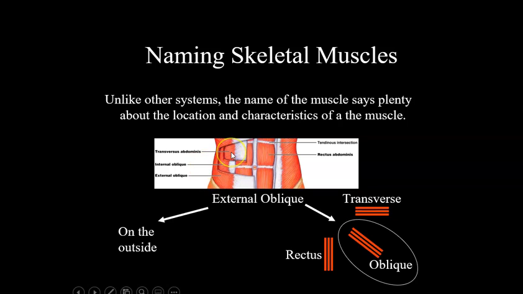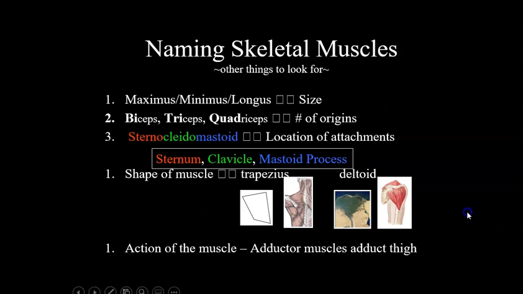So like your transverse abdominis right here, abdominis, it's in the abdominal cavity, transverse because the muscle fibers are running horizontal. And rectus is going to be fibers that run up and down. So this is your rectus abdominis. Again, you can tell rectus meaning that the fibers run up and down, abdominis found in your abdominal cavity. So by looking at the words of a muscle, you can get some information about it. In this case, we learned where it was located and the direction of the muscle fibers.